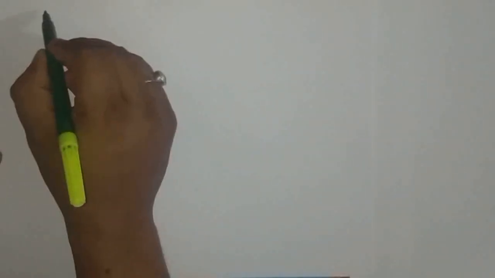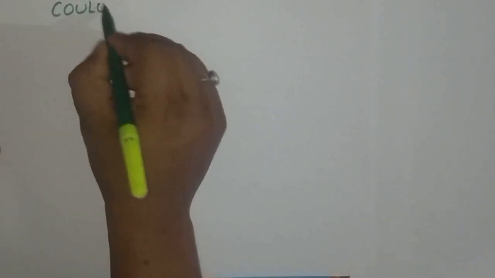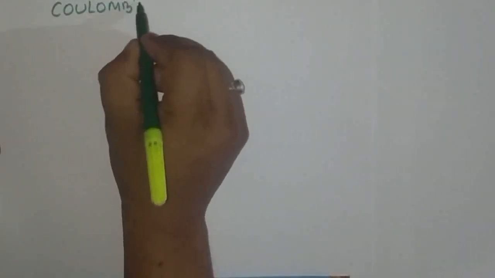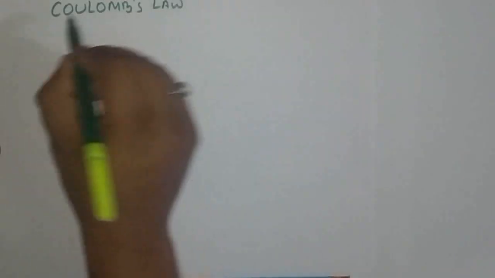So what is Coulomb's law? Let us remind. Coulomb's law, like Newton's law of gravitational force, is the product of the masses and inversely proportional to the square of the distance. Similarly, Coulomb's law is also there.